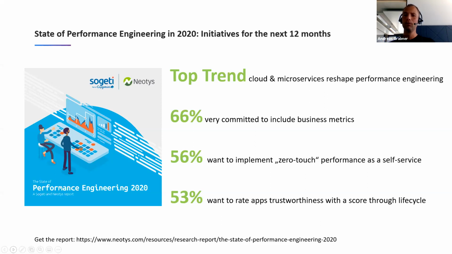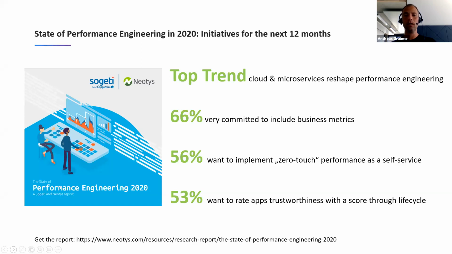It's very great to see that 56% are interested in implementing what, in the report, is called zero touch performance as a self-service. And this is what both of us have been promoting. How can we provide performance feedback as a self-service without always having to go to the expert, the center of excellence, so that they can set up the test environment, run the test, and come back with a report? And it seems people are moving in the right direction. I would have hoped, though, that this would have already been addressed much earlier, not in 2020, but still great to see that people are moving in the right direction.